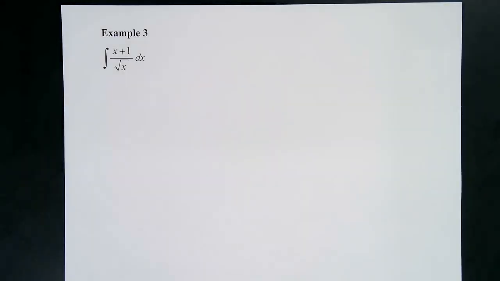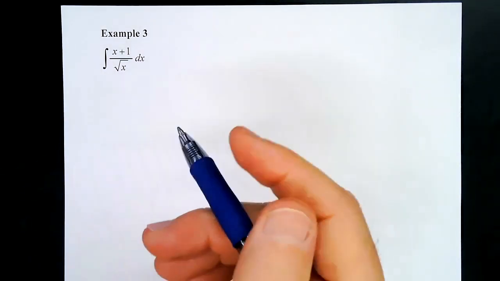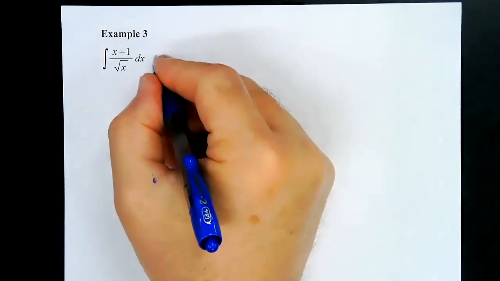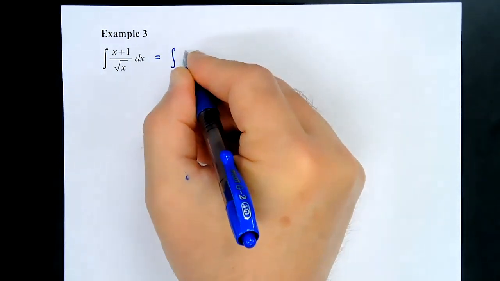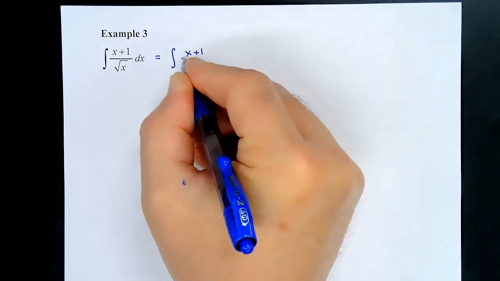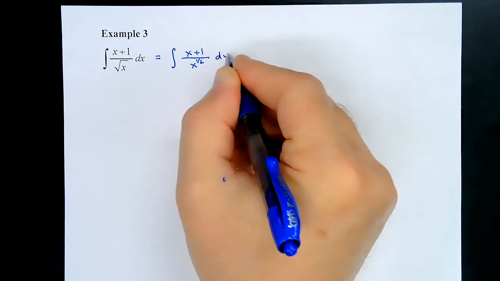What we need to do on this one is we know how to integrate when it's x to a power, and this square root of x is x to the 1/2. So that's what I would start out doing. This is the same as the integral of x plus 1 over x to the 1/2, dx.